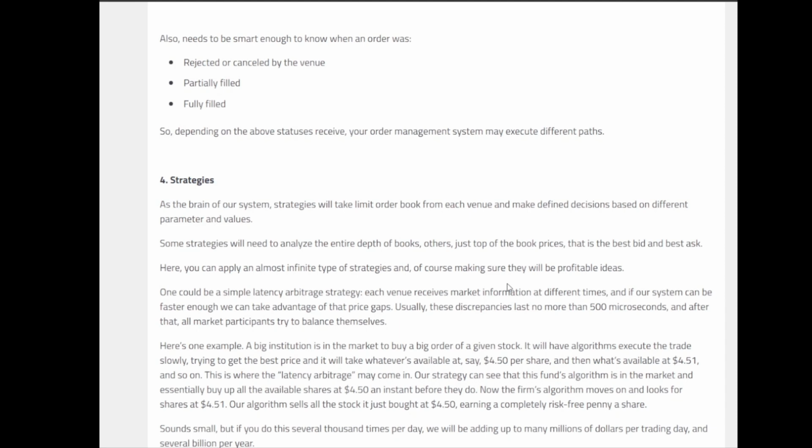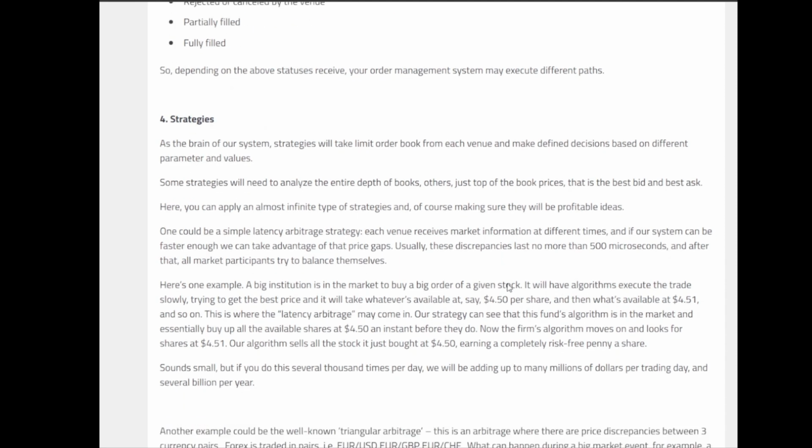Strategies could be of a lot of types, and some strategies will need to analyze the entire depth of the book, orders, top of book prices, best bid and best ask. In the general sense, you can have infinite types of strategies, and you have to pick the idea that you think is the most profitable one.